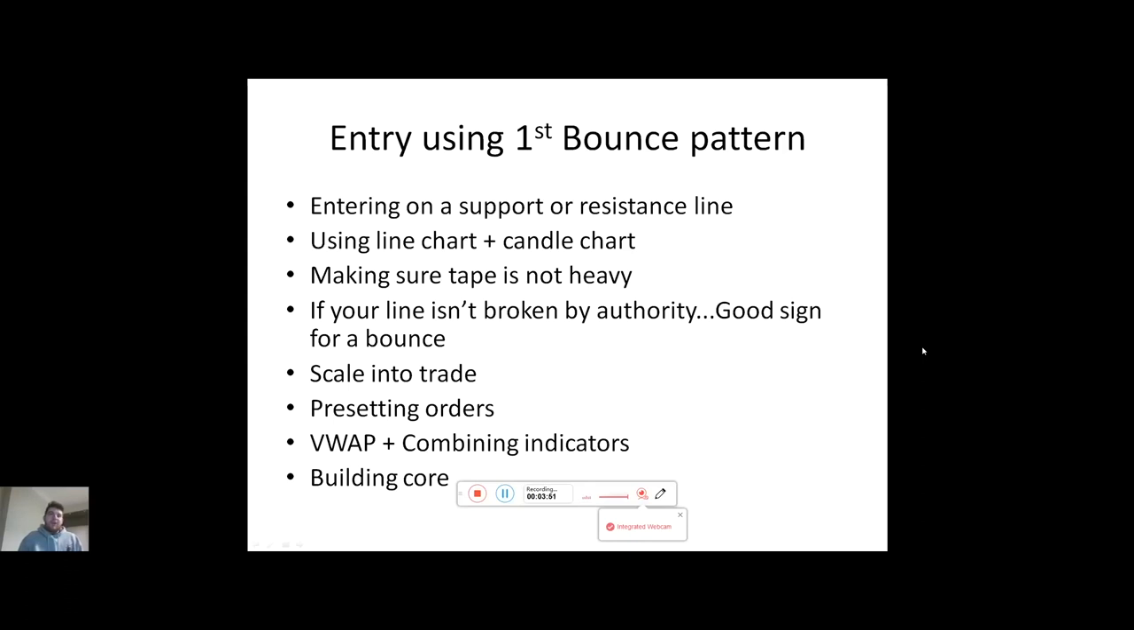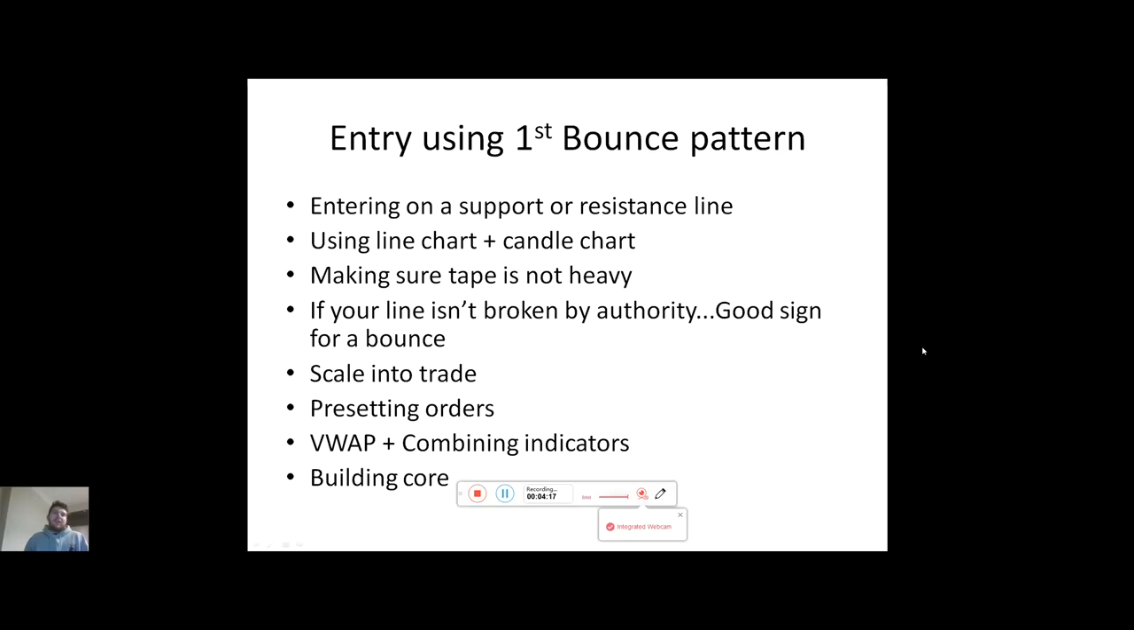What I'm trying to say is that I don't want the tape to go and break through my line with authority. If my line's at 160, I don't want it to be trading at 153. That's just not what I like to see. I don't like to see the tape go through my line at all. I like to see my line steady and sturdy, and I don't like to see it broken. And we'll get into some examples of that later.